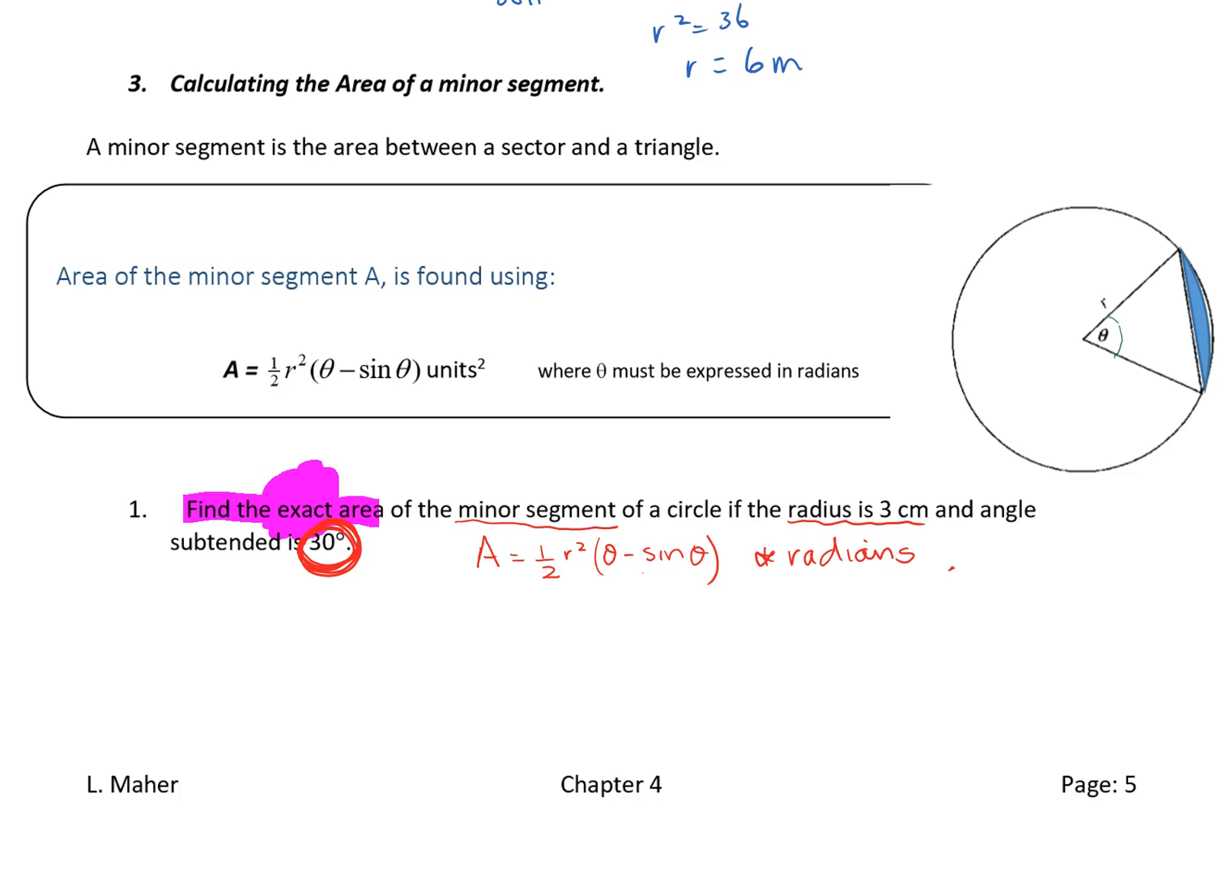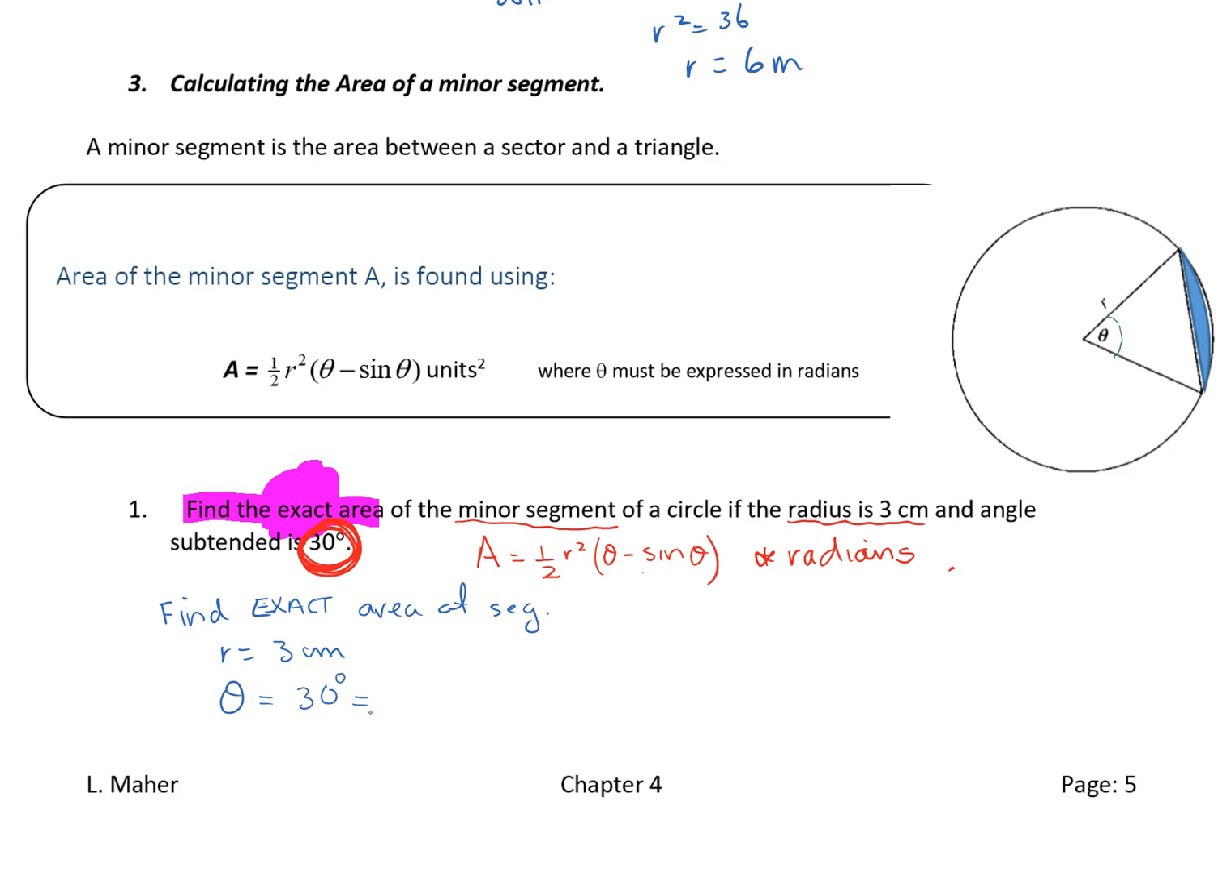Okay, what are some other things I should be writing down? I should be writing down what I'm finding. Find exact area of segment, and I think it's a good idea to actually physically write that. The radius is not a problem, it's given. Sometimes I'll give you the diameter, just be aware of that, but we need the radius in our formula. Theta is given as 30 degrees.